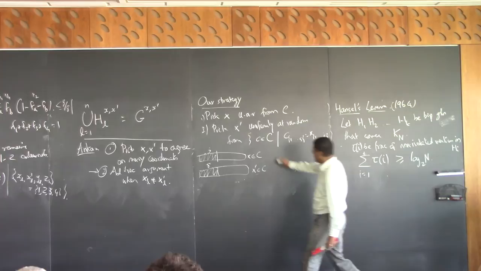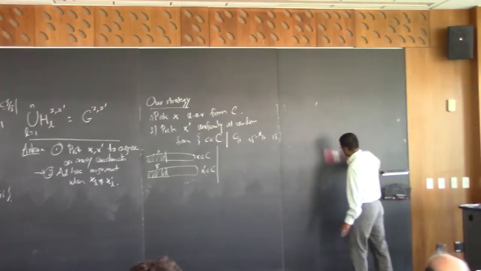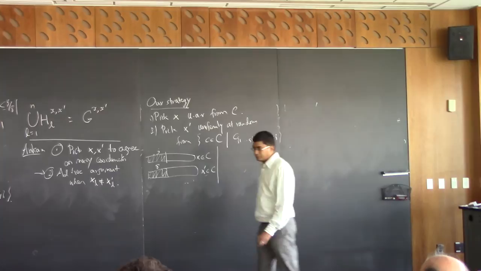Now I'll just say what the key technical thing, which is about half a page, is to finish the proof. But the l now, you can't pick at random. Before, all l's were uniform, since it didn't matter. Now it's not true. So let's write it down.